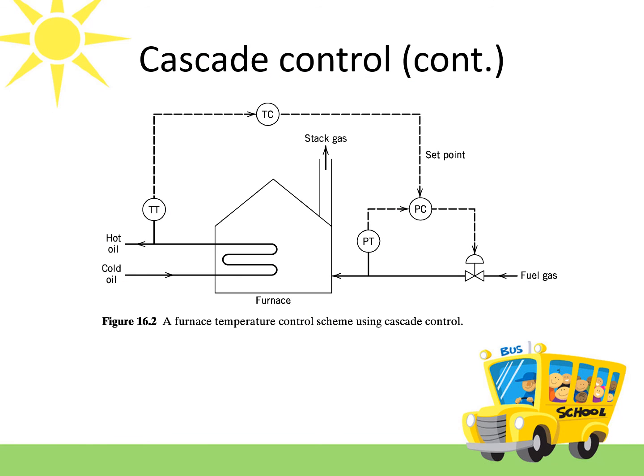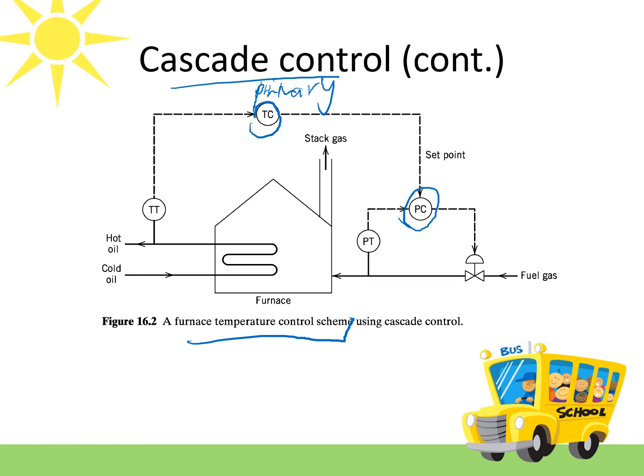Alright, this is another example of cascade control in a furnace temperature control scheme. If you can see here, you have two controllers. The first one is the primary controller, because you want to control the temperature. So the temperature controller is your primary controller, and the secondary controller is the pressure controller.